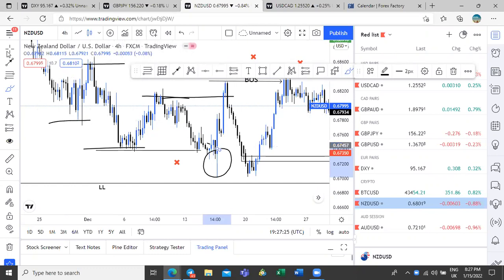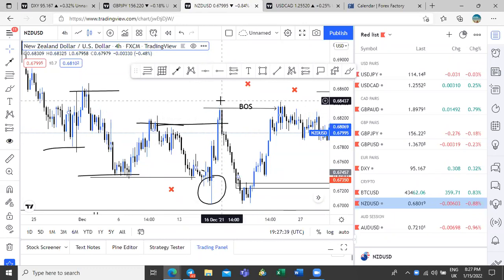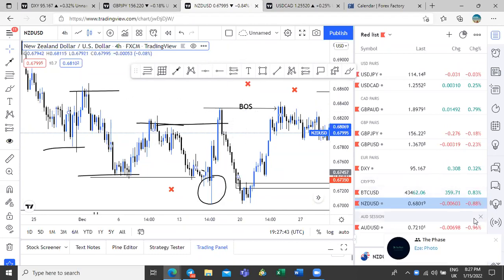So what I'm trying to say is that when the structure broke, it broke around here to give us an uptrend. But when it broke, there will be a retracement, or some of you know it as a correction.